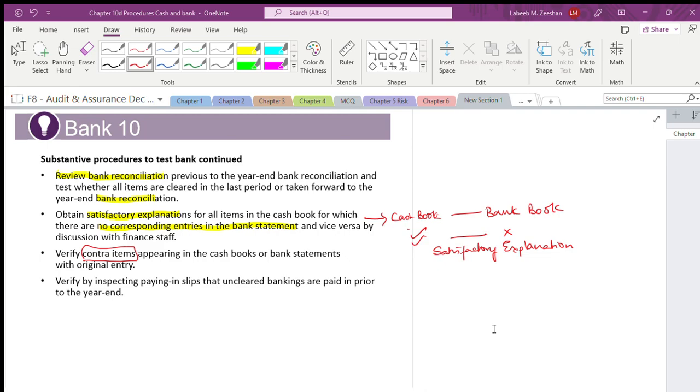I think it's something related to asset. Cash is related to asset only, na? Allowances for doubtful debts, nothing. No, no, no. It's in the general ledger. It reduces the value of accounts.